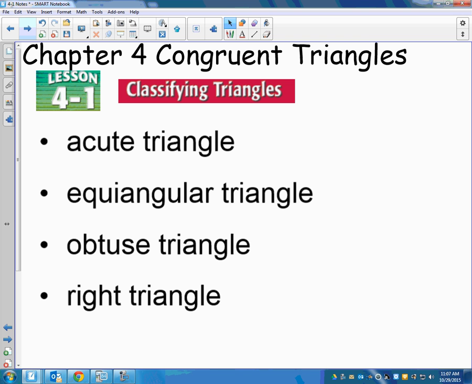I want you to take a few minutes and talk to the people next to you, and I'm going to call on people to tell me what you think the answer is if I ask you what is the definition of this type of triangle. Yes, there's questions at the bottom. Okay, ready, go.